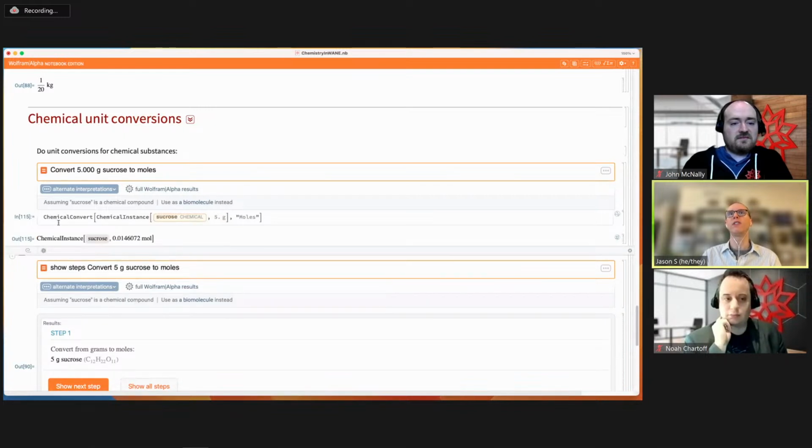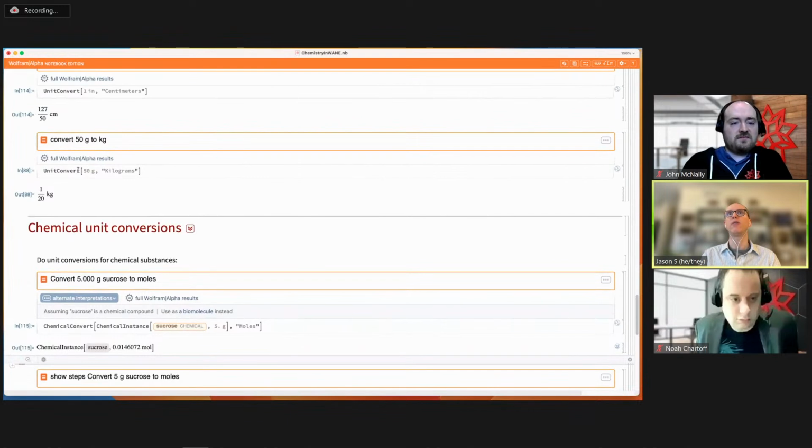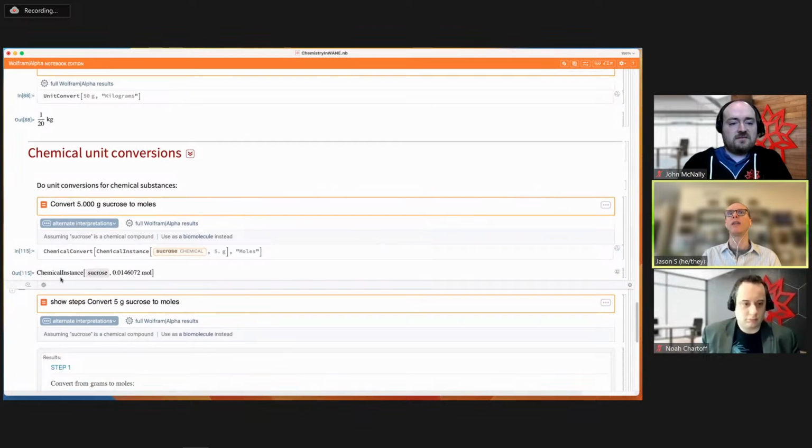And we have a function called ChemicalConvert, and its neighbor ChemicalInstance allows us to represent, here we've got sucrose and we've got 5 grams of it. And again, mirroring what we saw up here with UnitConvert, ChemicalConvert takes the thing that we've started with, in this case, 5 grams of sucrose, and then we ask it for what we want back. We want the number of moles. And so the ChemicalInstance is returned that we have sucrose, and it turns out we have 0.0146072 moles.